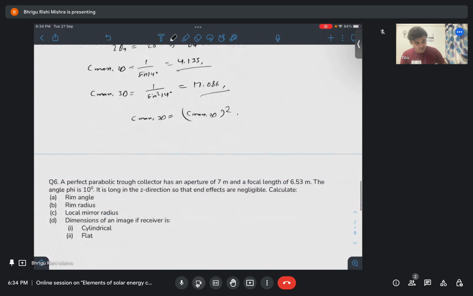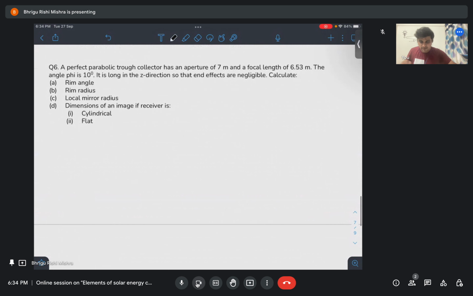Okay, so the next question is: a perfect parabolic trough collector has an aperture of 7 meter and a focal length of 6.53 meter. The angle phi is 10 degree. It is long in the z direction, so that end effects are negligible. Calculate the rim angle, rim radius, local mirror radius, and dimensions of an image if the receiver is cylindrical or flat.